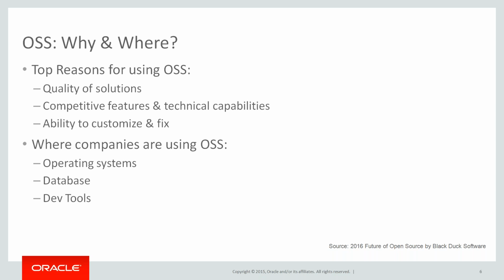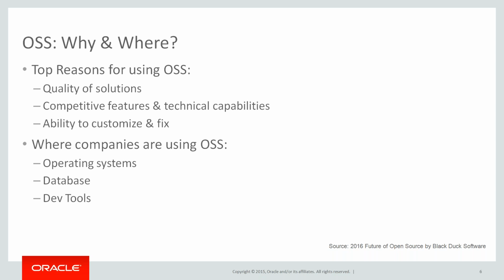So the top reasons for using open source software, from the study, were the quality of solutions, the competitive features and technical capabilities, and the ability to customize and fix the software. I think the first two are things people might not think about with open source software necessarily, but as the open source industry has matured in the past 10 years, and more people provide feedback using the product, the quality of solutions available from the open source market is really on par with the proprietary market, and we'll cover that a little bit later too.